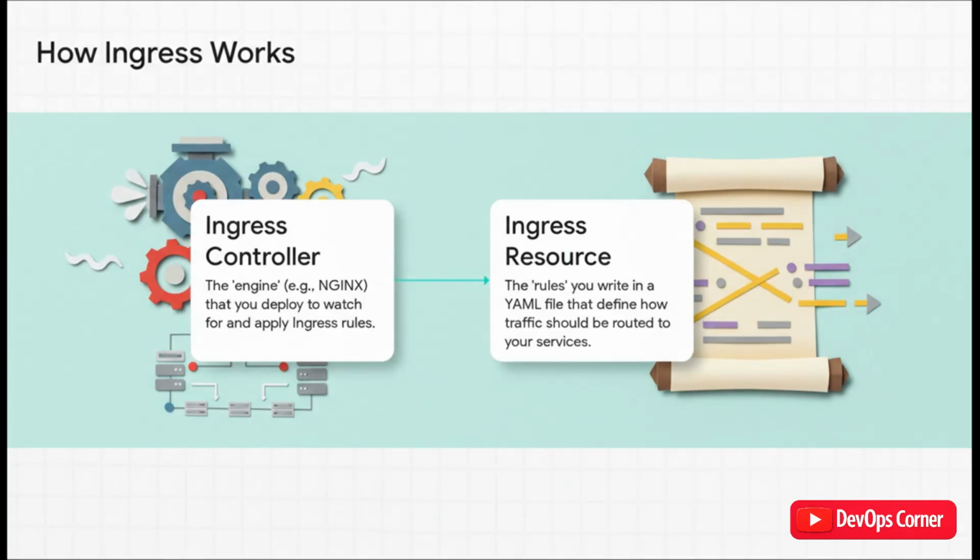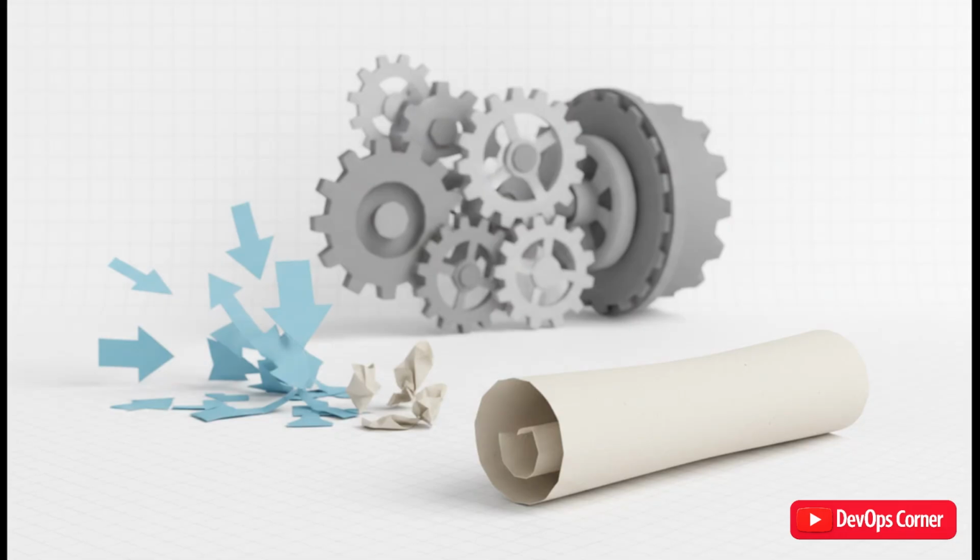Okay, so first up, you have the Ingress controller. The best way to think about this is as the engine. It's a real piece of software, like a powerful NGINX or traffic proxy, that you actually have to deploy and run inside your cluster. Its only job is to watch for rules and then make them happen. Then you have the Ingress resource. This is the rulebook. It's the YAML file you write that tells the engine, the controller, exactly how to route the traffic.